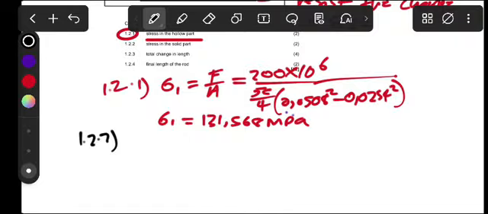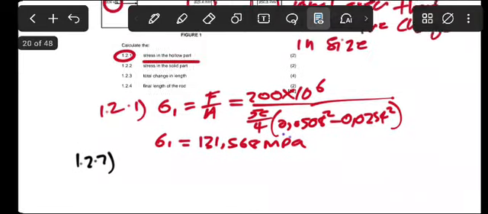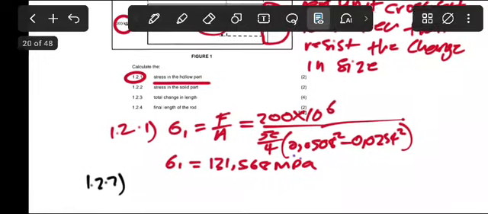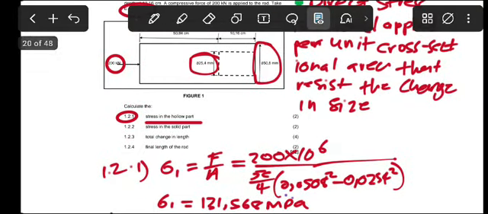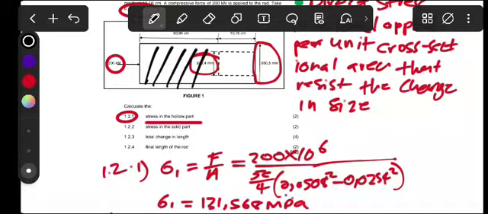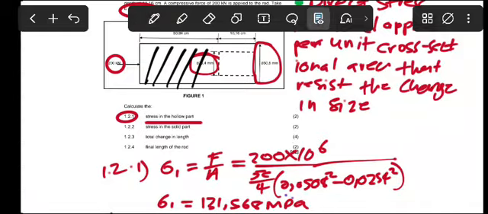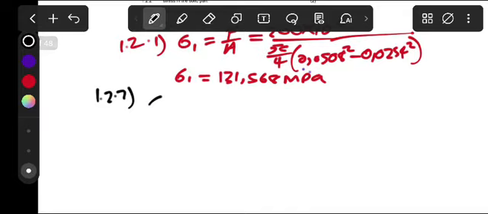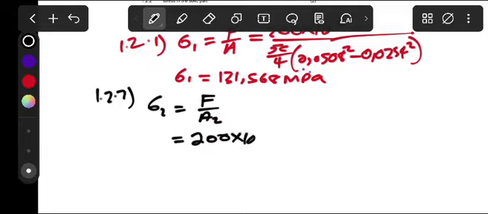Now 1.2.2 says determine the stress in the solid part. Here is our solid part, guys. I can call it stress 2, which will be the force over area 2, the area of the solid part. The force is still 200 times 10 to the power of 3, divided by the area.